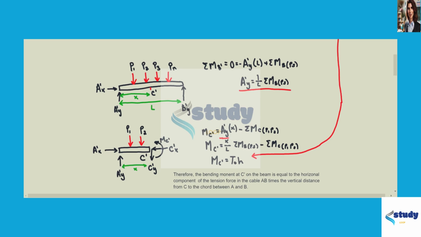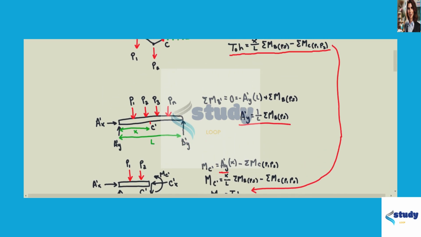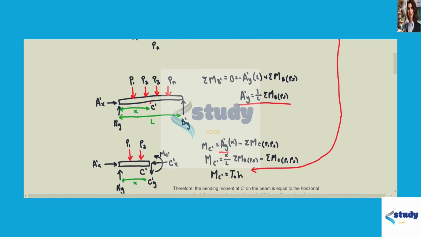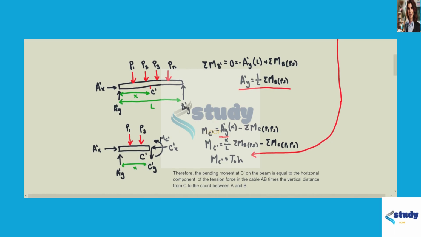So we know that this is the equation that we saw earlier, which equaled T naught times H. So we know the bending moment at C prime equals T naught times H. Therefore, the bending moment at C prime on the beam is equal to the horizontal component of the tension force in the cable AB times the vertical distance from C to the chord between A and B.